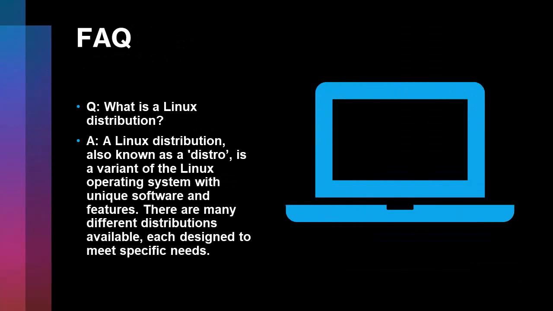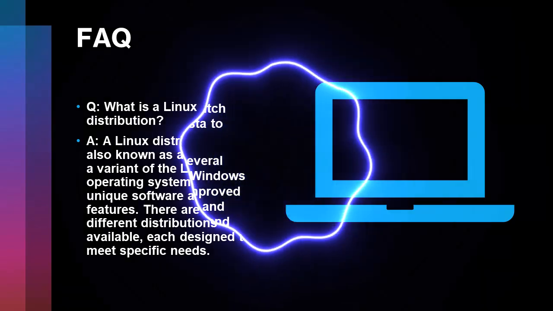And now we move on to a segment that's probably been buzzing in your minds, the frequently asked questions or the FAQ section. So let's dive right in. Question 1. What is a Linux distribution? A Linux distro is simply a version of the Linux operating system, tailored with unique software and features to suit different user requirements.